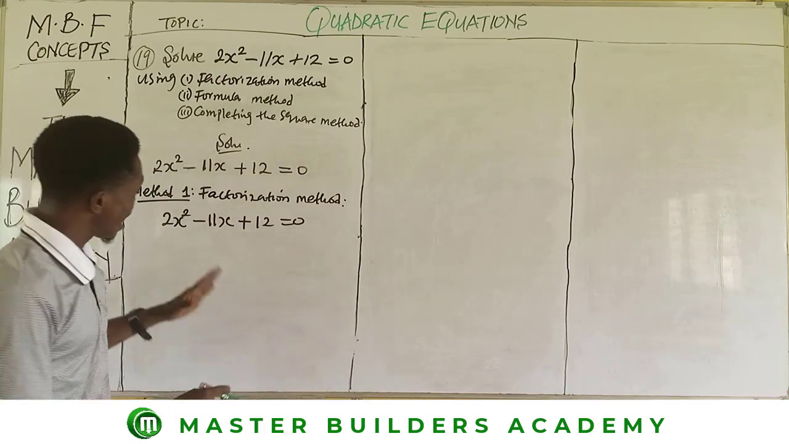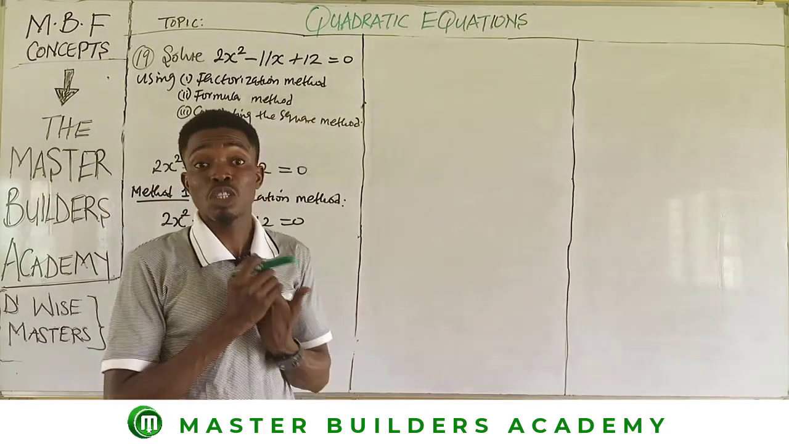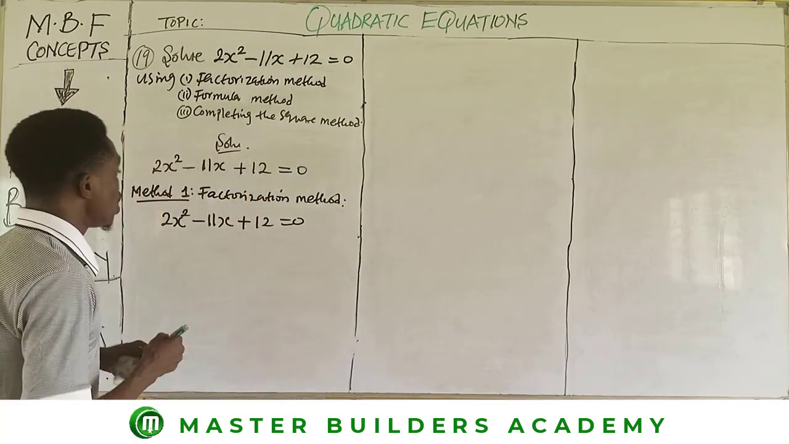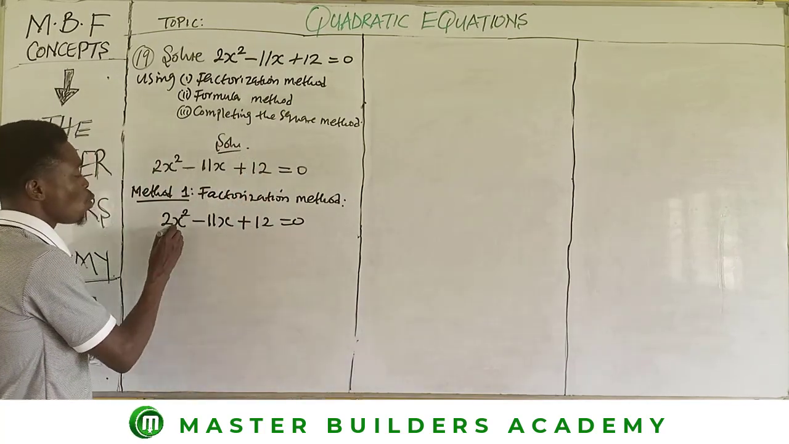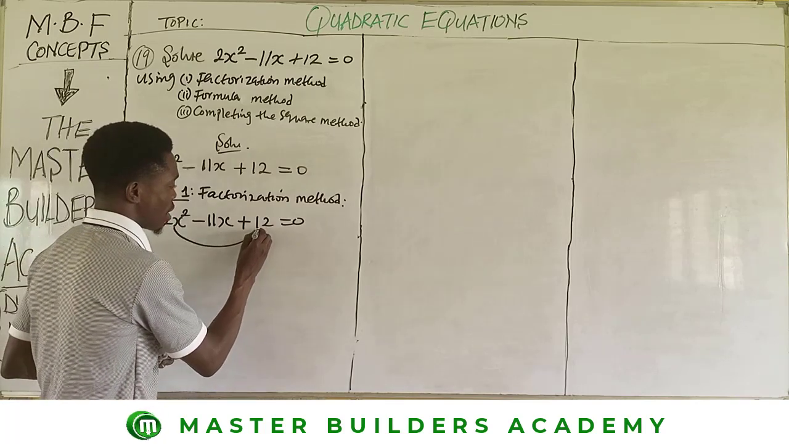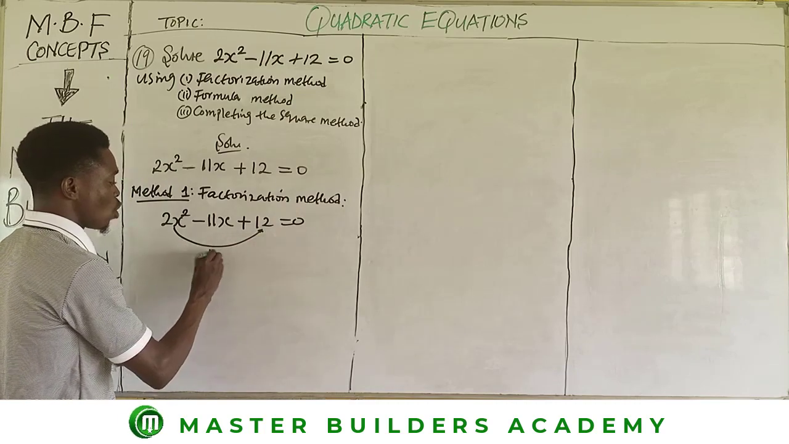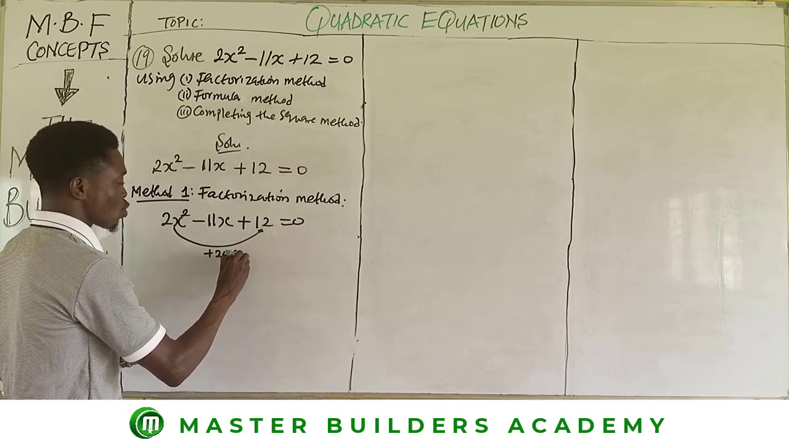And guys, you understand that here we really do not stress ourselves anytime we want to use the factorization method. All we just need to do is to multiply the constant term with the leading term, which happens to be the highest power of x. So this guy will multiply this guy. When 2x squared is multiplied by 12, we are going to have plus 24x squared.